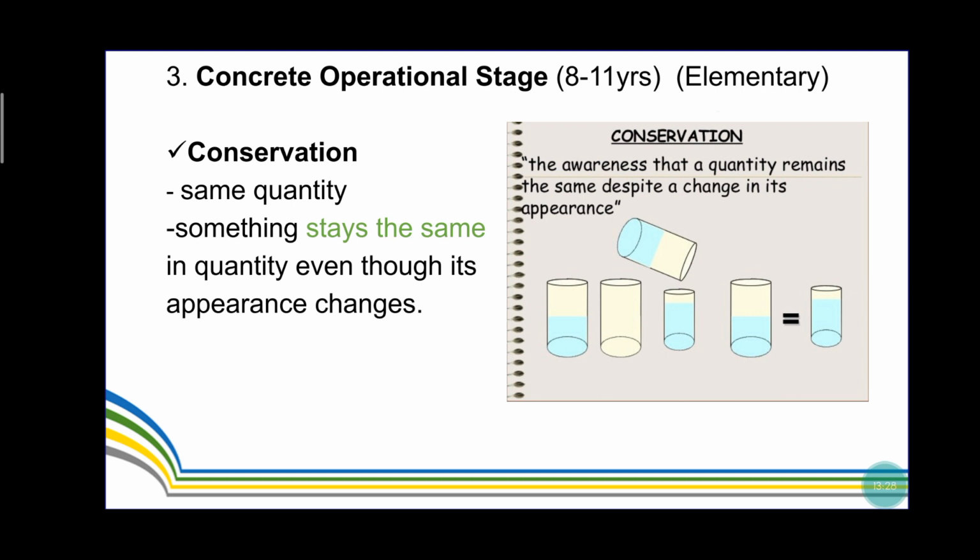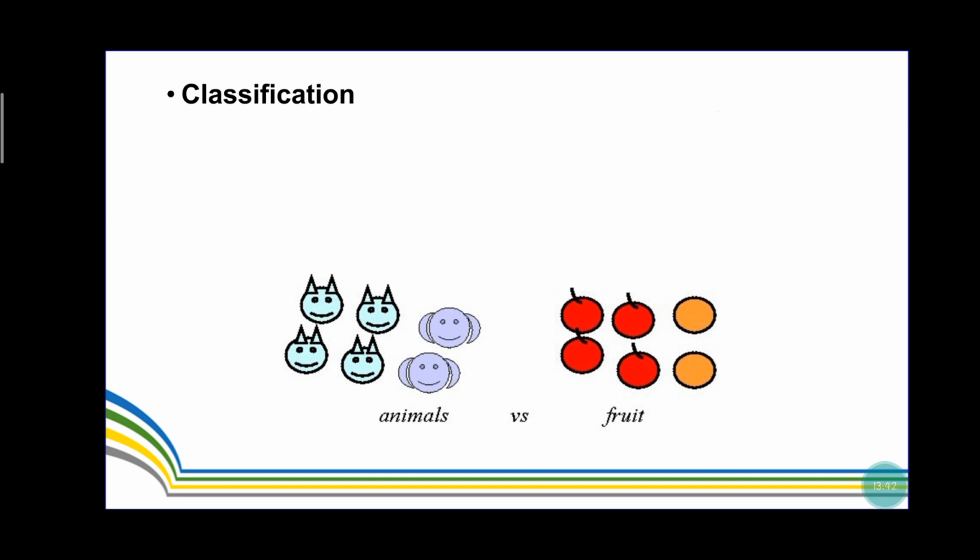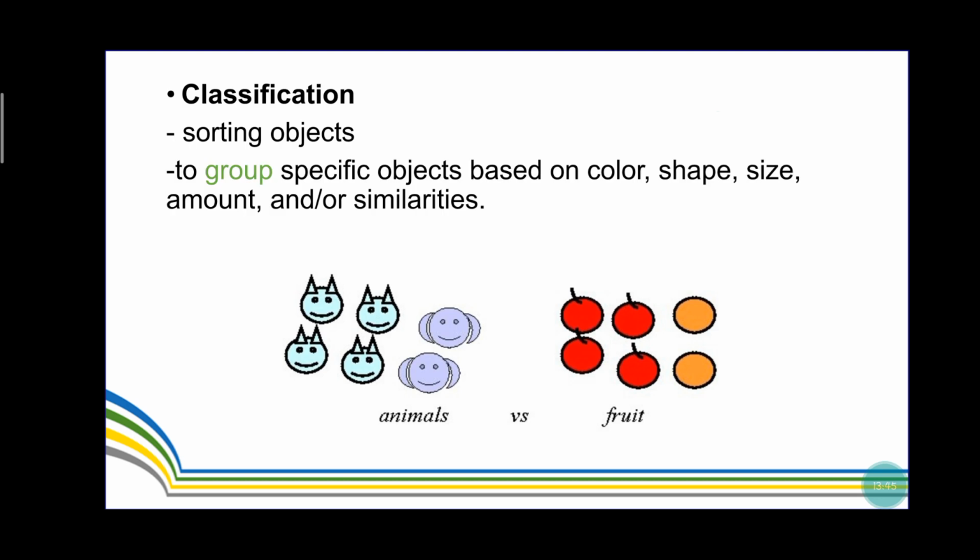So even if you alter the containers, the amount of water that is being poured to another container is still the same. So nothing changes. Okay, next we have the classification, the sorting of objects.